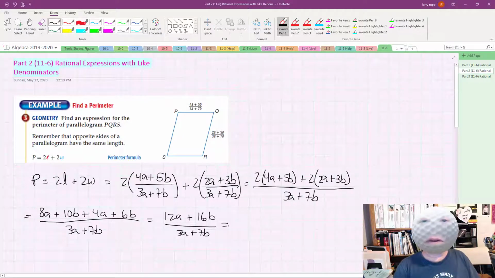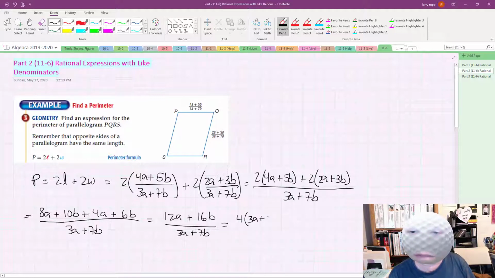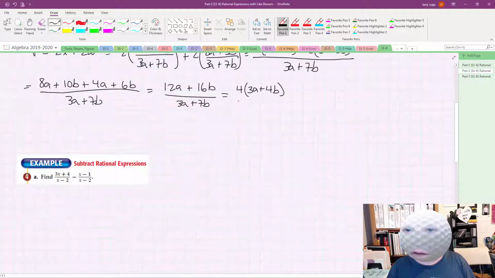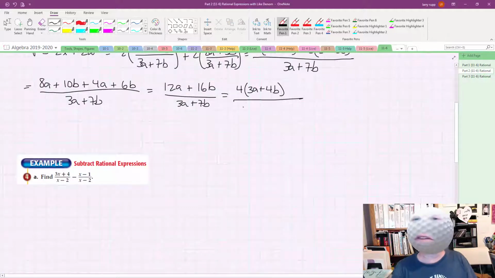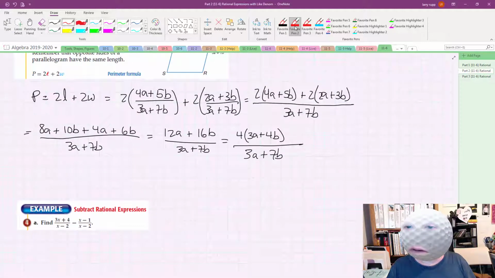What can we do with the top? What can we factor out to simplify this? The greatest common factor between 12 and 16 is 4. So let's factor out 4, and that leaves us 3a plus 4b. So we have 4 times the quantity 3a plus 4b over 3a plus 7b. And that is our final answer.